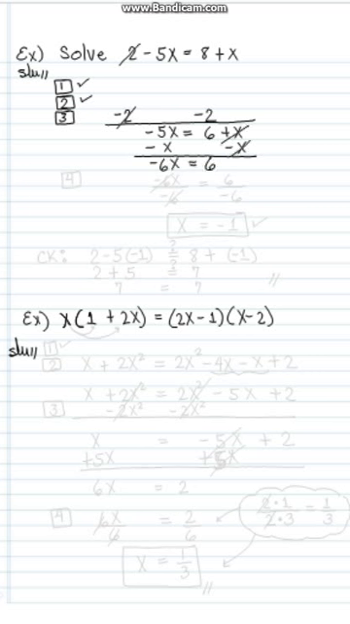And then step 4, eliminate the coefficient. We do that by dividing both sides by the coefficient negative 6. And the negative 6 cancels on the left. We get x equals negative 1.